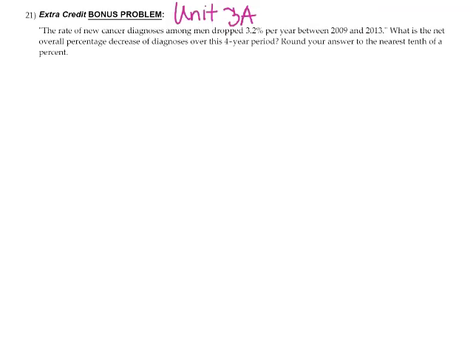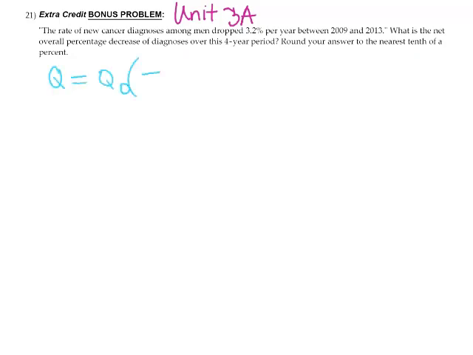It's an extra credit problem. So the problem states, the rate of new cancer diagnoses among men dropped 3.2% per year between 2009 and 2013. What is the net overall percentage decrease of diagnoses over this 4-year period? Round your answer to the nearest tenth of a percent. So for this problem, you're going to want to use the following formula.